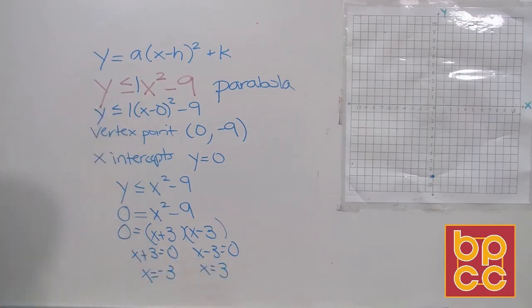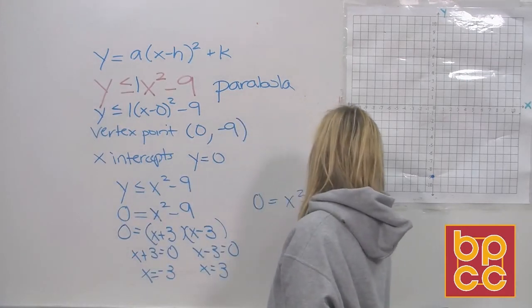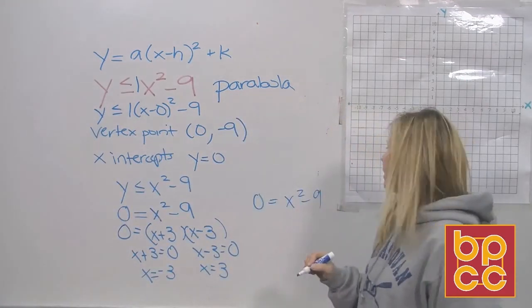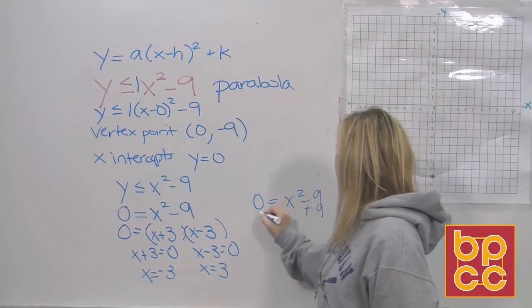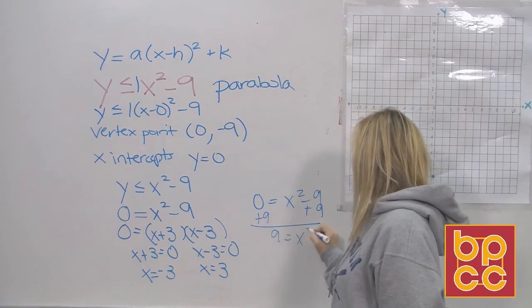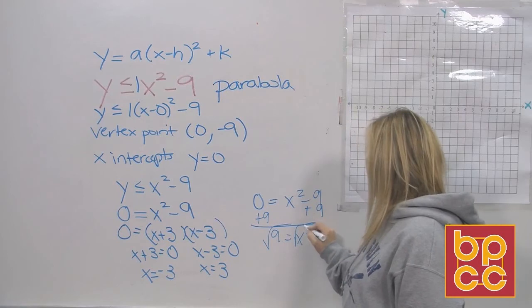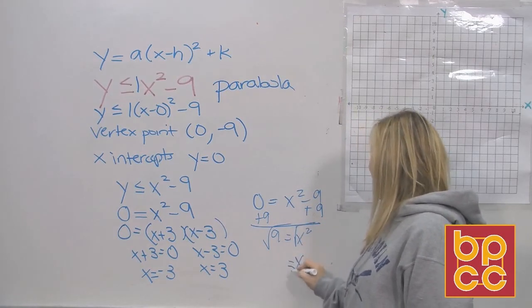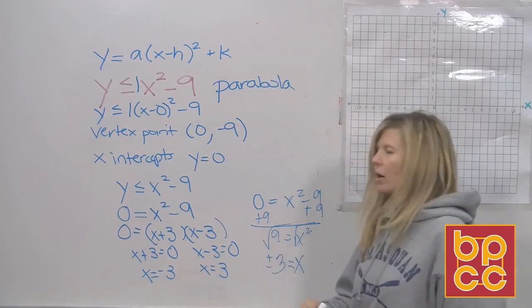But wait, I could also take this equation and do the square root method. And if you remember, to do the square root method, you move the constant over. So I get 9 equals x squared. I square root both sides. I know a square and a square root cancel out. That's why I get an x. The square root of 9 has 2 solutions, plus or minus 3.